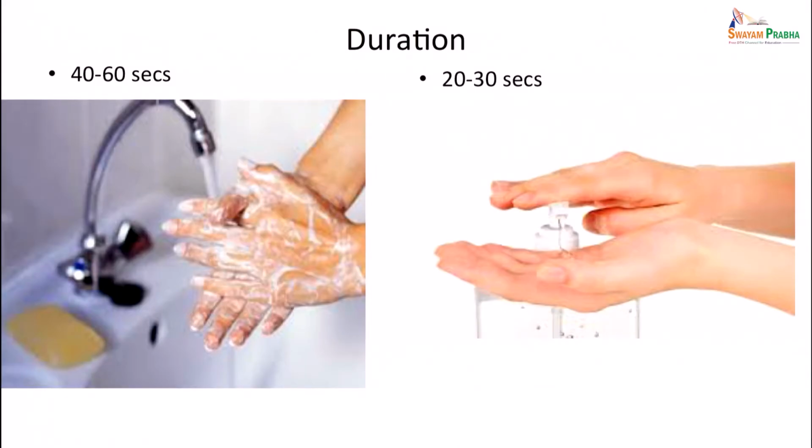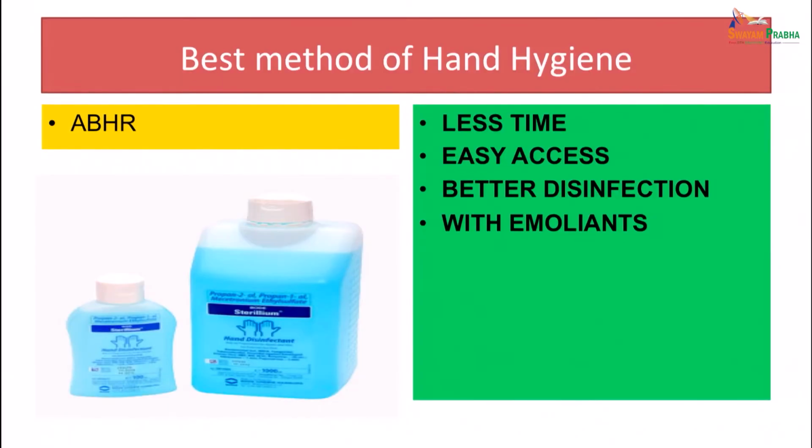As far as duration is concerned, hand washing with soap should take 40 to 60 seconds, and 20 to 30 seconds when using the alcoholic rub.